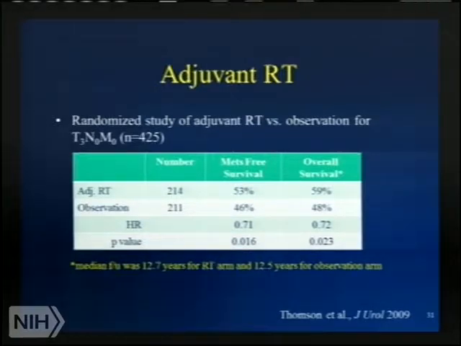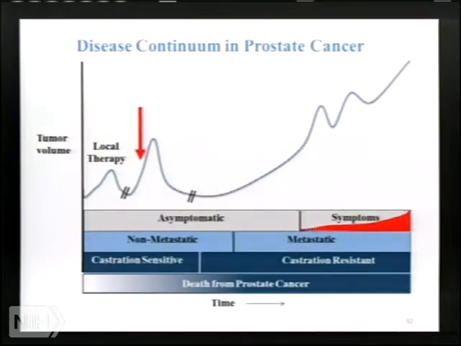So this was a trial that enrolled about 425 patients that had positive margins, but no lymph nodes that were positive. And if they started radiation therapy right away, so radiation to the local area, you had improved metastasis-free survival and overall survival compared to observation, and this was statistically significant. And this was at a median follow-up of about 12 and a half years.